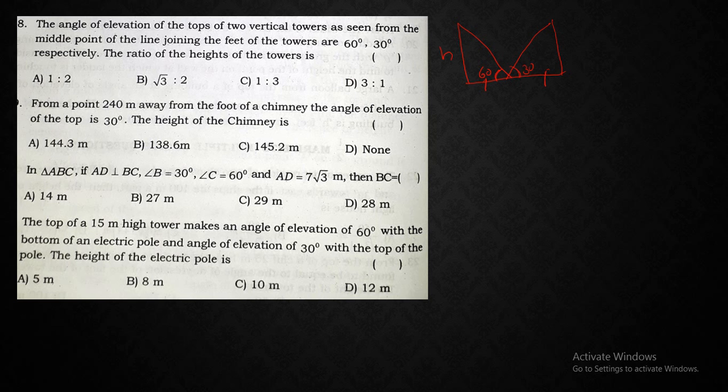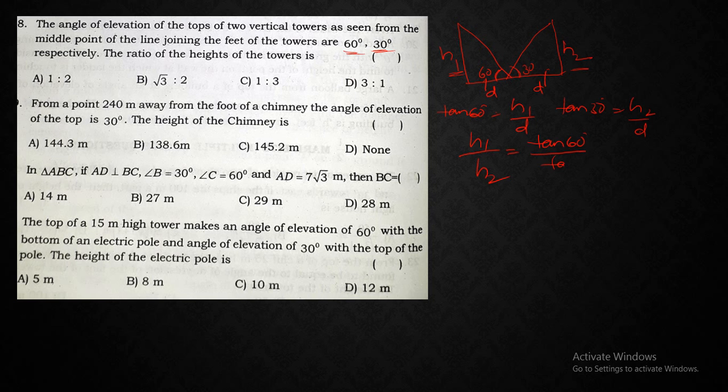So if 60 is given first and 30 next, for 60 and 30, you need to consider h1 and h2 correspondingly. From this, if this distance is d, then this distance is also d. So tan 60 is equal to h1 by d, and tan 30 is equal to h2 by d. What do I need? h1 by h2. Simply divide these two. So h1 by h2, when you divide, d gets cancelled because they are in denominators.